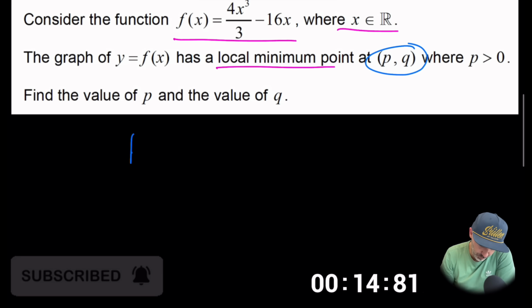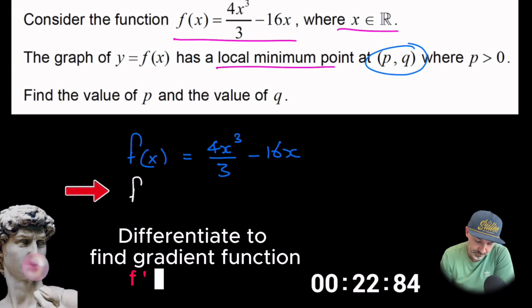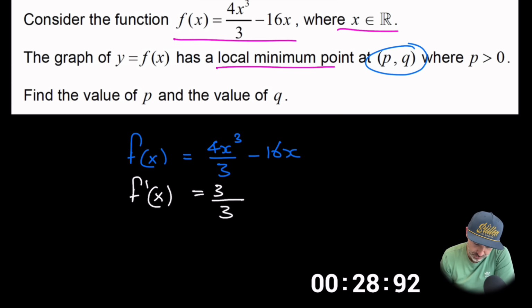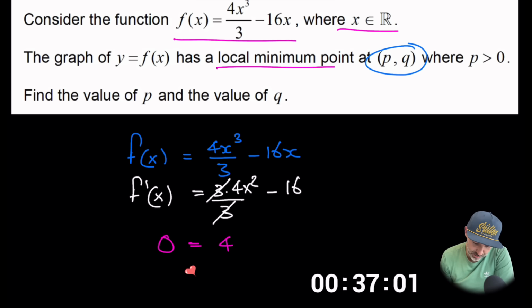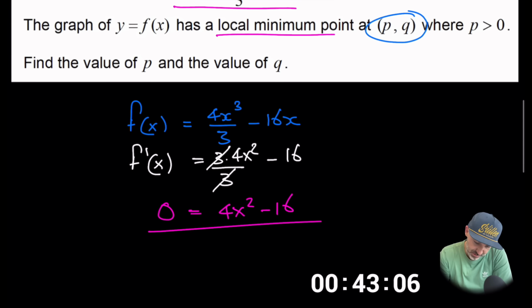Right, we're going to start off with the function f of x is equal to 4x cubed over 3 minus 16x. And we're going to use the power rule to find the gradient function. So we're going to multiply by the power and take one off. So those 3's would actually cancel, leaving just 4x squared minus 16, and I want to equate that gradient function to 0 because remember a local minimum has a gradient of 0. So what we want to do now is solve that.